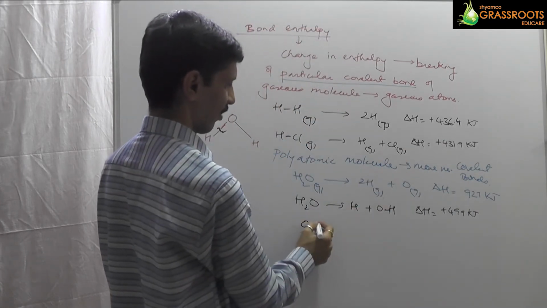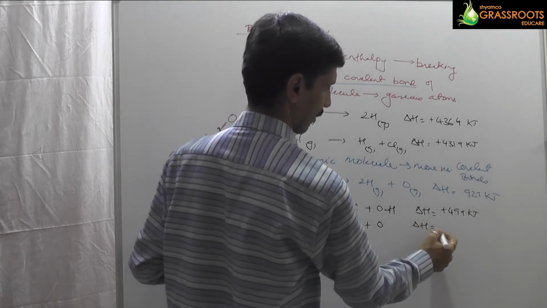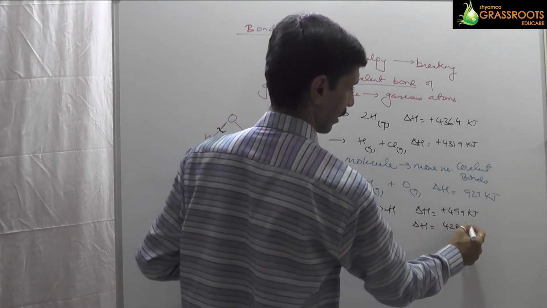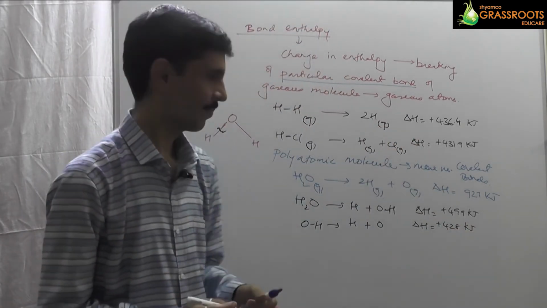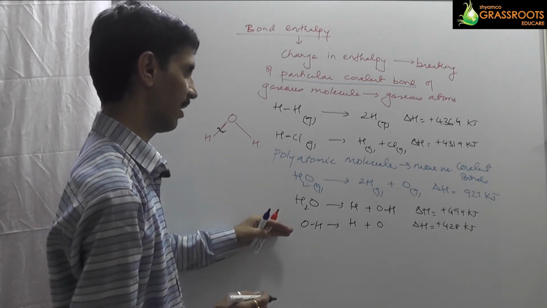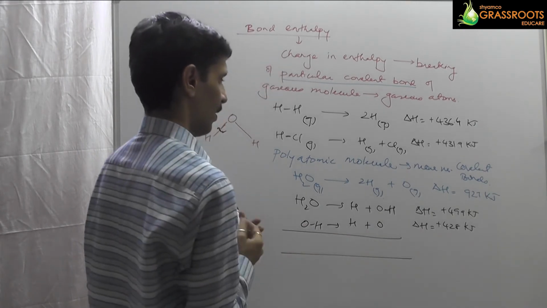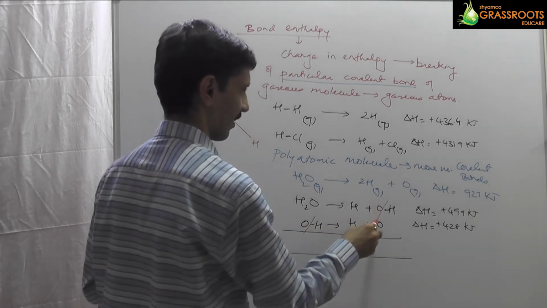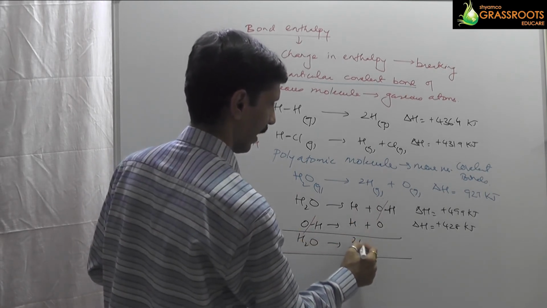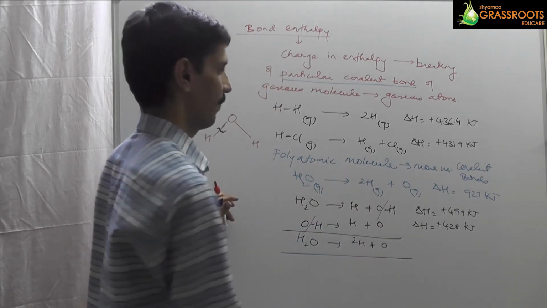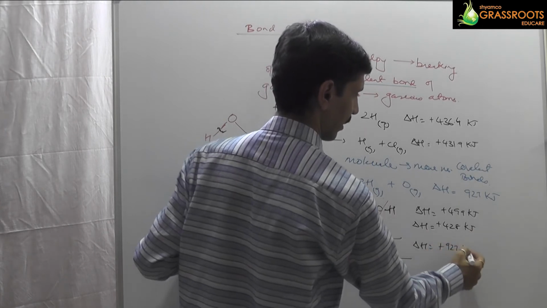Okay, now what will we do? The second bond, OH, will dissociate. It will give you H plus O, and its delta H value is going to be 428 kilojoules. Okay, this is what we get. Now if we add all these, you will be getting this answer only. See this. This OH gets cancelled, so what do we get? H2O giving you 2H plus O. Now if we add these, delta H is equal to plus 927 kilojoules.